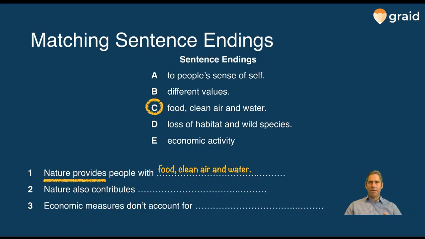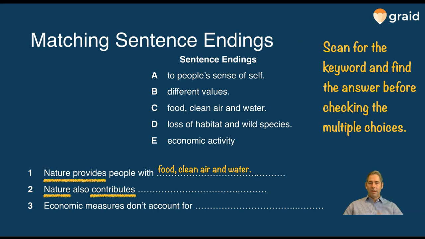So I go back to the question paper and then I look at the sentence endings and I have my answer. I'm very confident that the best answer is "nature provides people with food, clean air, and water." I move on to the next question and I'm just going to repeat this process of scanning again.